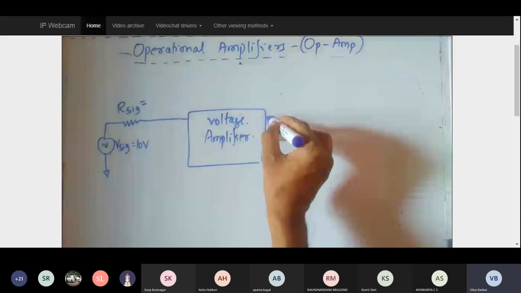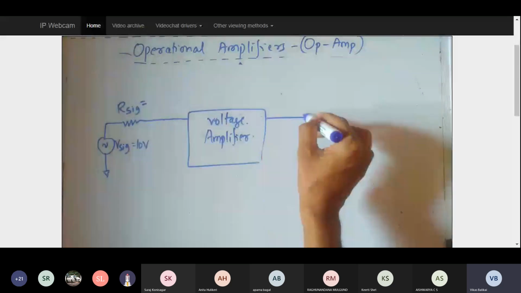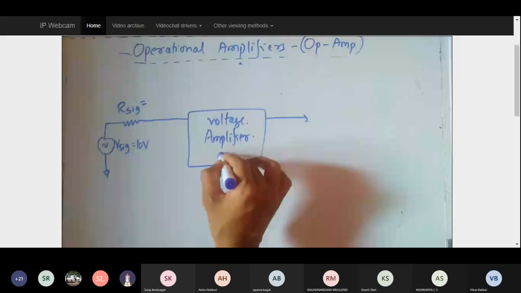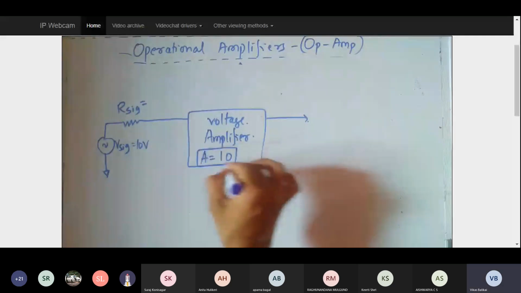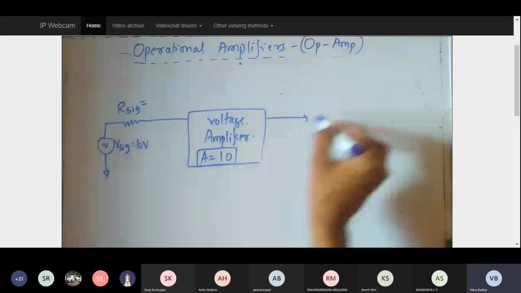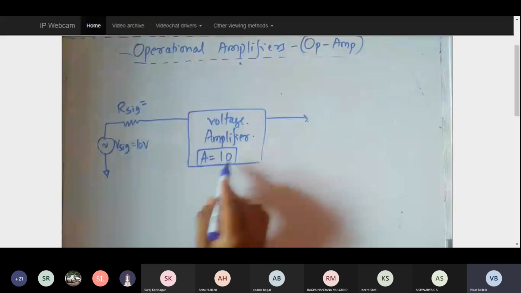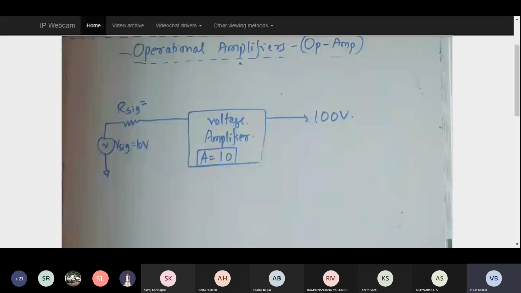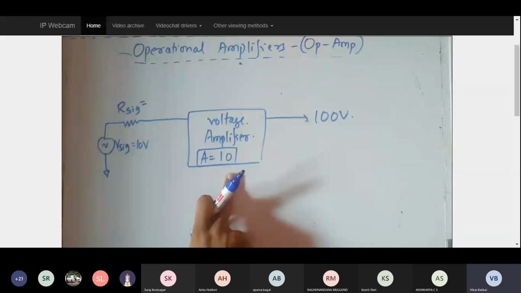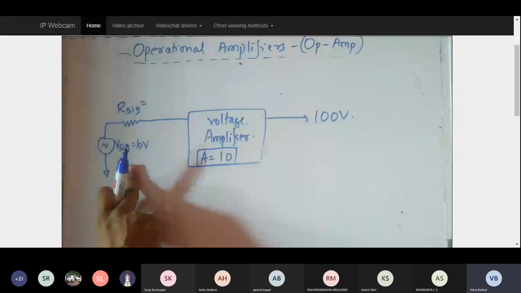I want to see, if the gain of the voltage amplifier is 10, what is the expected output over here? I gave an input of 10 volt and the gain is 10, so what is the expected value? I should be getting 100 volts. Please be with me. Are you able to understand what I'm telling? There is a voltage amplifier with a gain of 10, I'm giving an input signal of 10 volt, and my expected value is 100 volt. As simple as that.